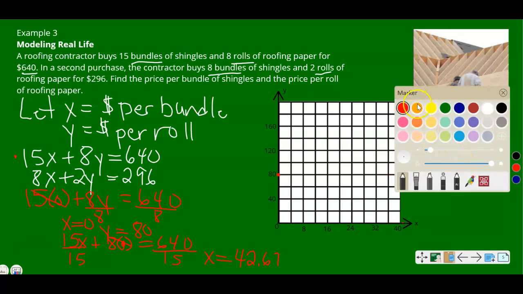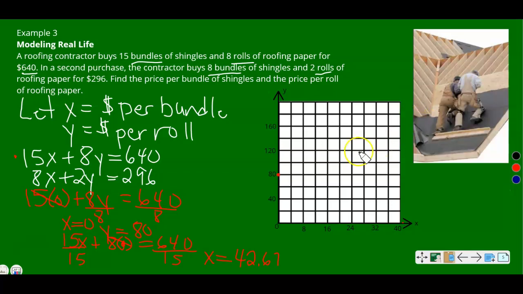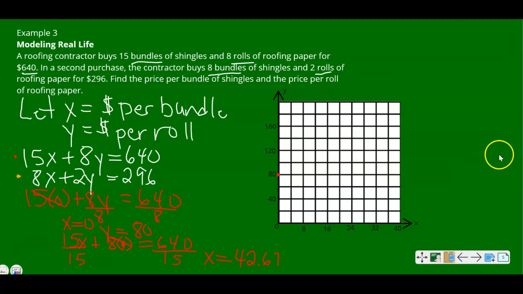All right, so now we are going to do our other equation. Let's do it in orange. Okay, so this equation we're going to do in orange. Kind of looks like yellow a little bit, but it's okay. Let's get rid of this picture here. Give us more room to write.